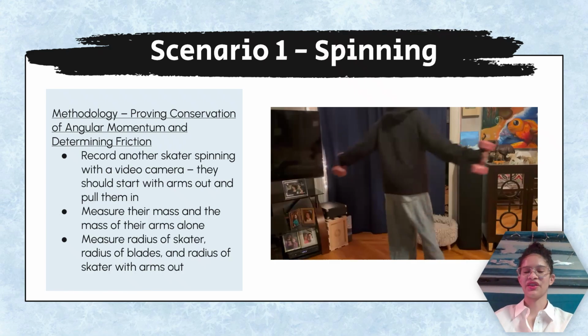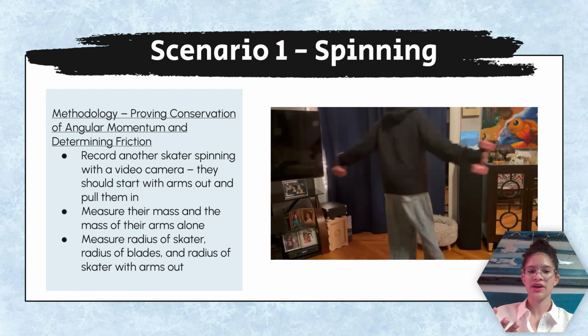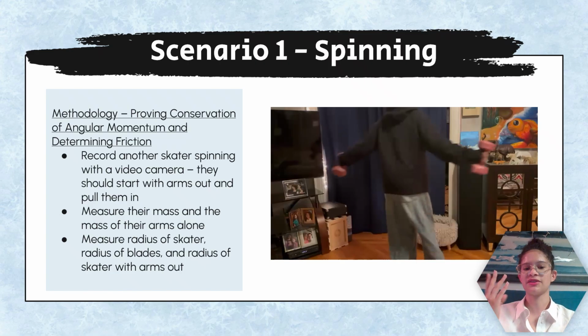Alright, so just like I was talking about, our first scenario is spinning. Now, as you can see, we didn't quite make it to the rink, but the purpose of this scenario is to prove conservation of angular momentum, so when the moment of inertia is decreased as a person pulls their arms into their chest, the angular velocity will increase, and determining friction between the blades and the ice. I did an at-home version, but the concept is basically the same.